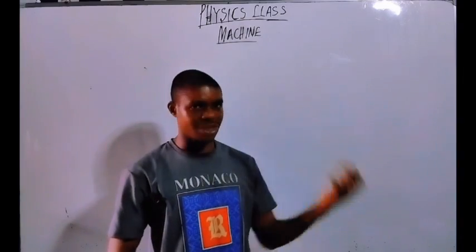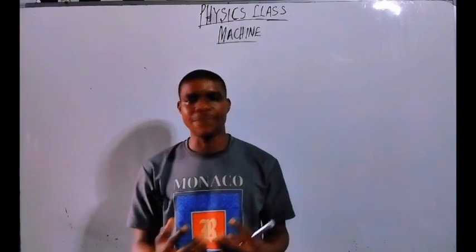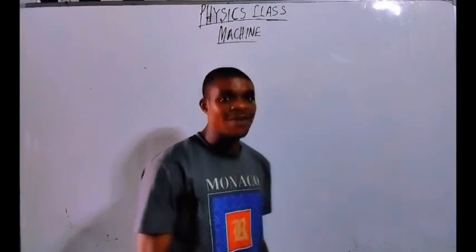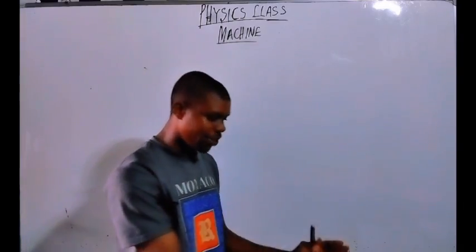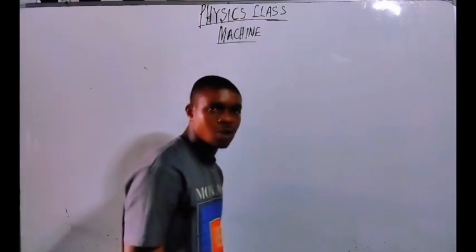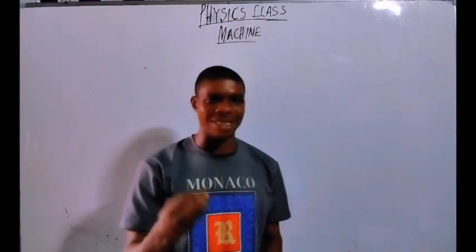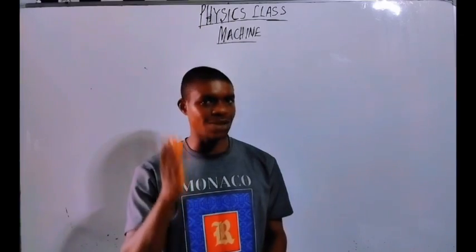And we have different types of machines. We have what we call the screw jack. We have what we call the inclined plane. For example, you want to carry a load to a certain height. If the load is very heavy, what you need is an inclined plane that can help you push it with little effort. Do you understand? So the essence of a machine is to make our work easier for us by the application of a little effort. That is the essence of a machine.